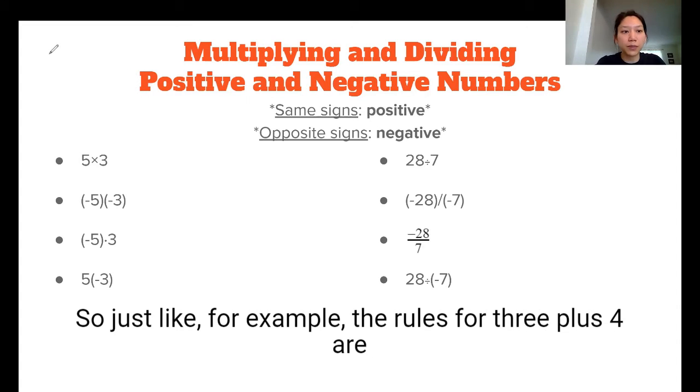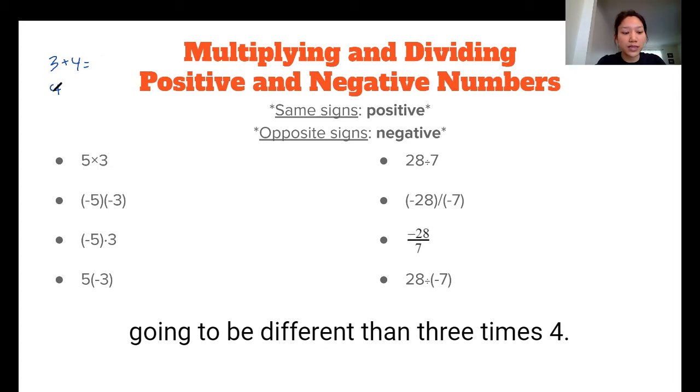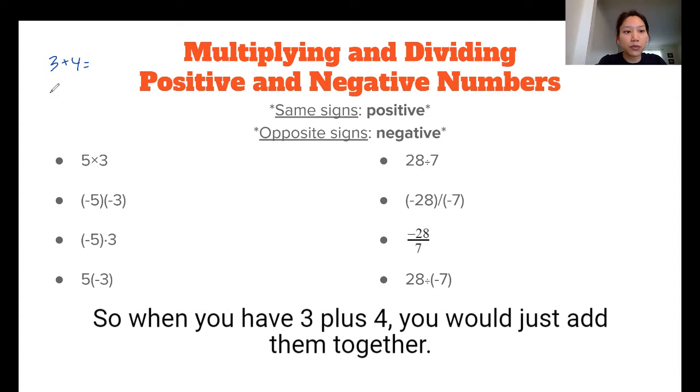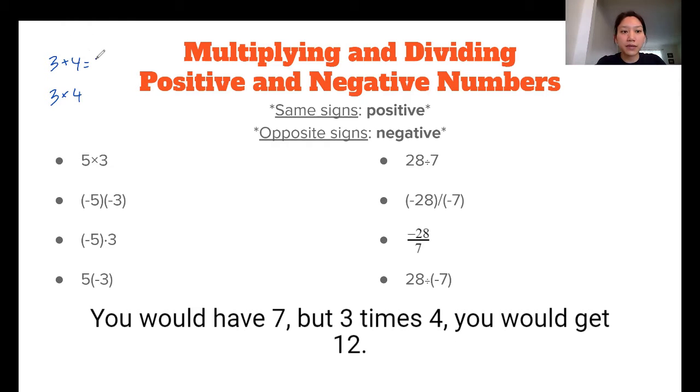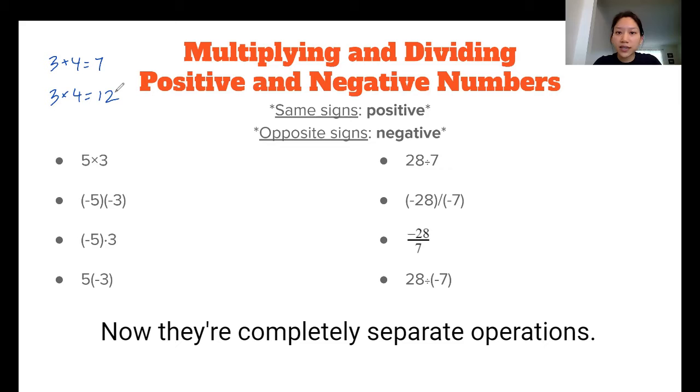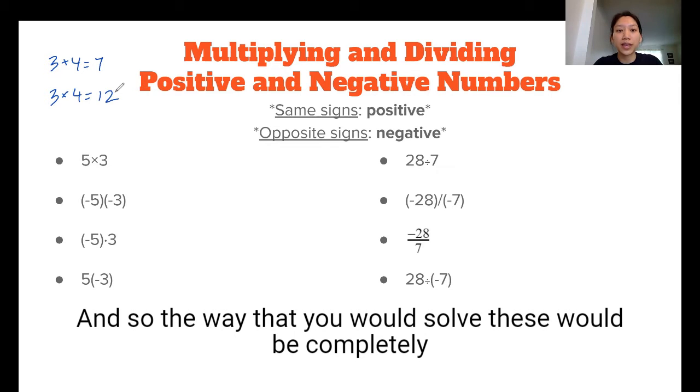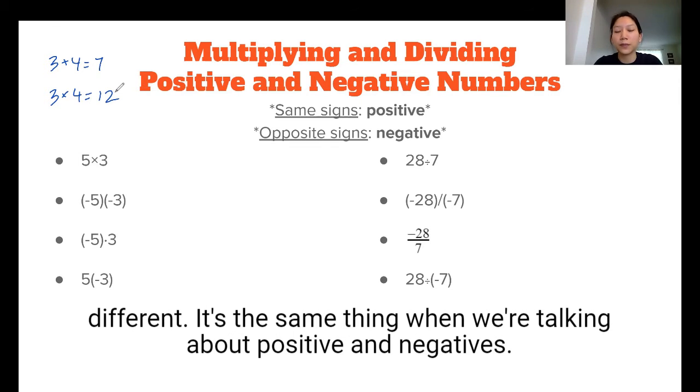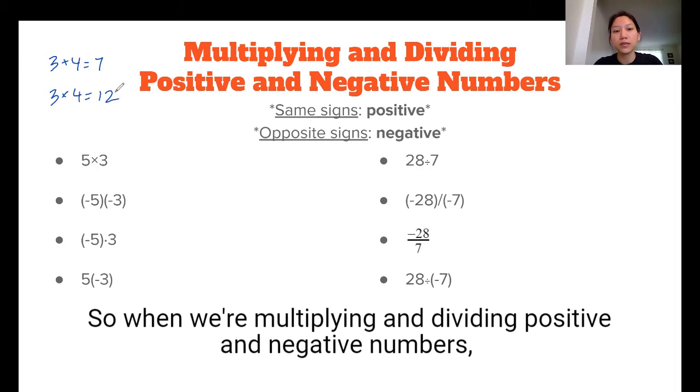Just like, for example, the rules for 3 plus 4 are going to be different than 3 times 4, right? So when you have 3 plus 4, you would just add them together. You'd have 7, right? But 3 times 4, you would get 12. Now, they're completely separate operations, and so the way that you would solve these would be completely different. It's the same thing when we're talking about positive and negatives, okay?